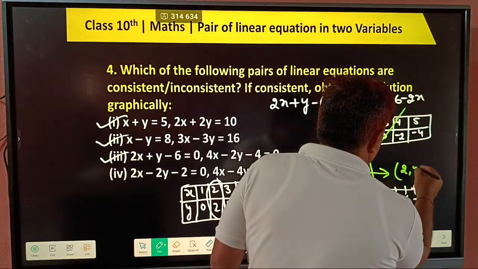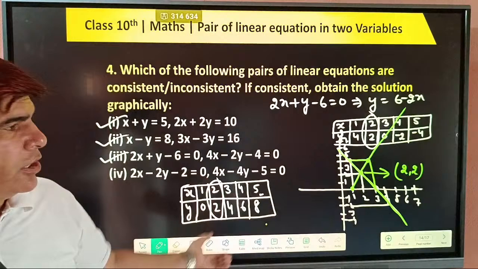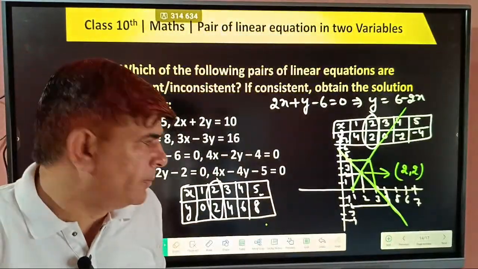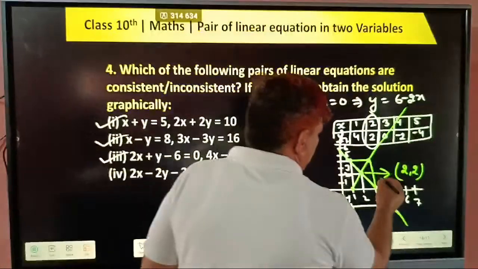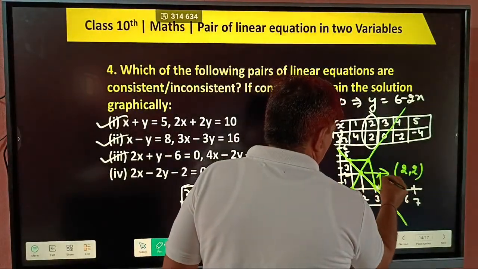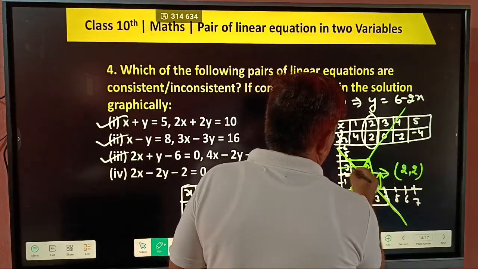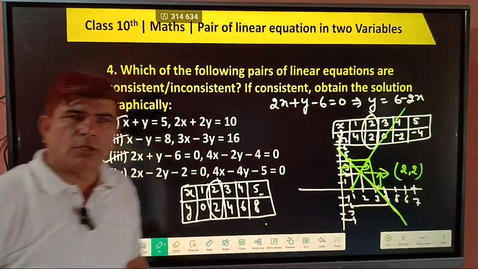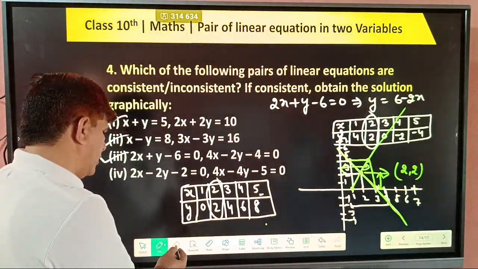What are the coordinates of this? 2, 2. X equal to 2 means its distance from the y-axis is 2 units. Y is 2, it means its distance from the x-axis is how many units? 2 units. I think you got it.